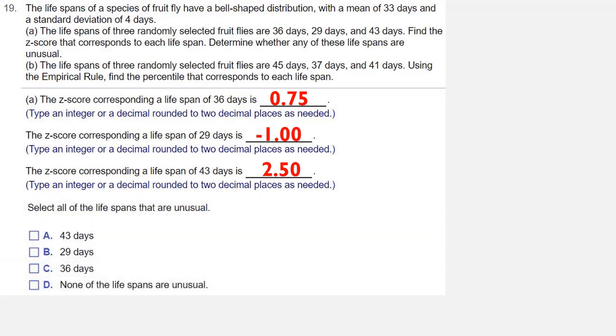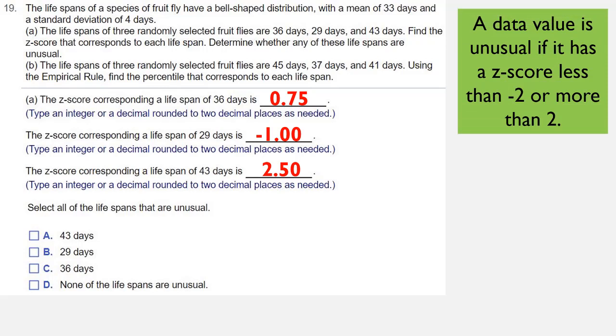Select all lifespans that are unusual. Remember that when you have a z-score, values for the z-score that fall between negative 2 and 2 are considered usual and typical, but any data value that has a z-score less than negative 2 or a z-score greater than 2 would be considered unusual. So the z-score of 2.50 is unusual, and that lifespan was 43 days. So 43 days would be considered an unusual lifespan.